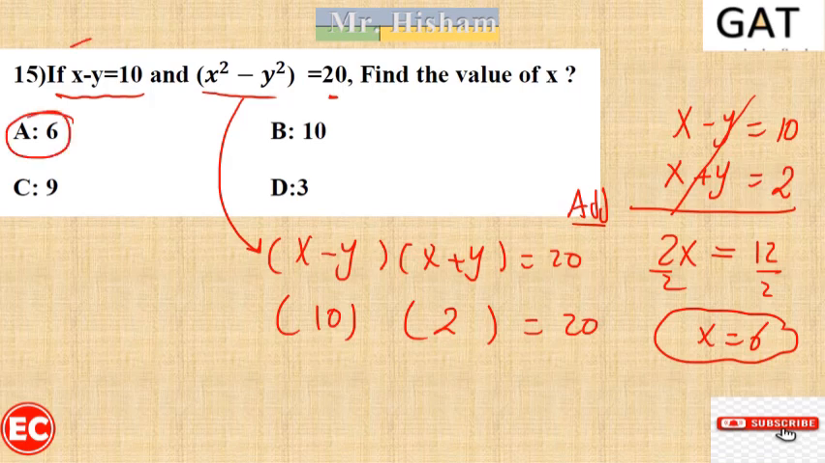In my opinion, this question is of difficulty level 3.